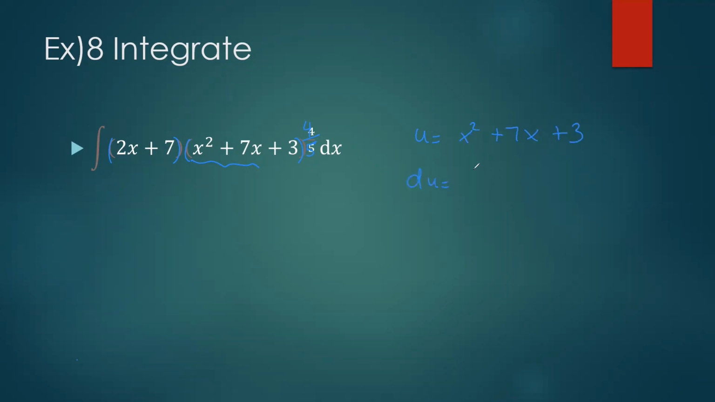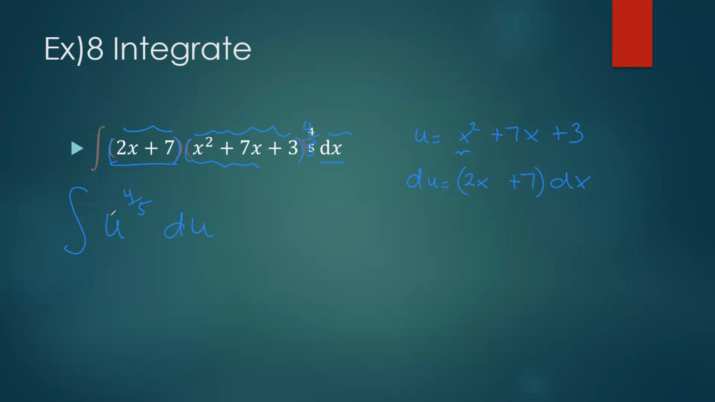And then du would be the derivative of x squared, which is 2x, the derivative of 7x, which is 7, and then don't forget to add the dx. Oh good, this comes out nicely because we have this 2x plus 7 and the dx, so we don't have to get rid of anything at all. So you replace this whole thing with u to the 4/5, and you replace 2x plus 7 dx with du.